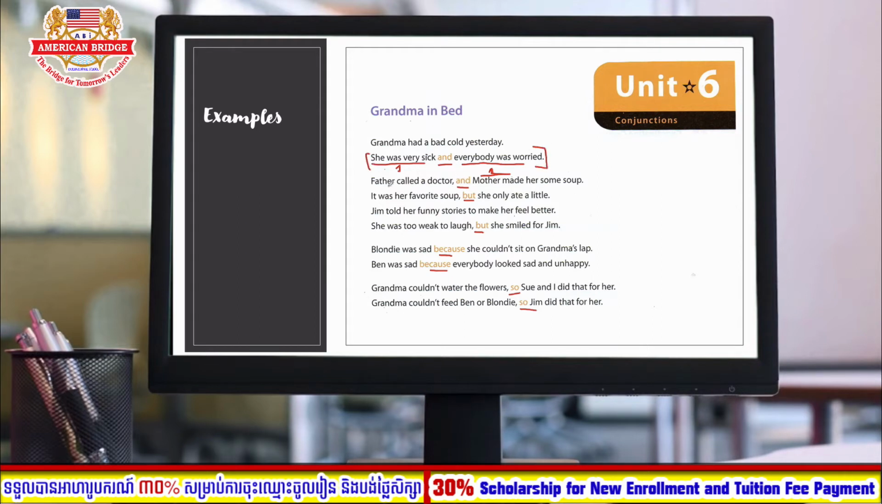If you look at another sentence, we have the first sentence, father called a doctor. Mother made her some soup, which is a different sentence. But with the word and, which functions as a conjunction here, it links these two sentences together into one sentence, right? So this is the function of conjunctions. They link words, phrases, or clauses together.